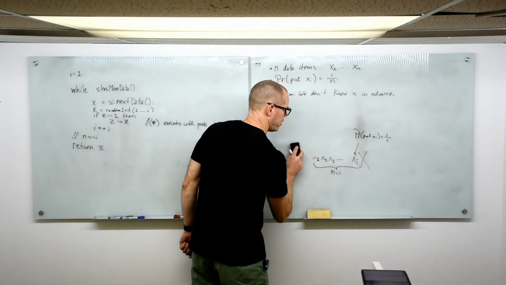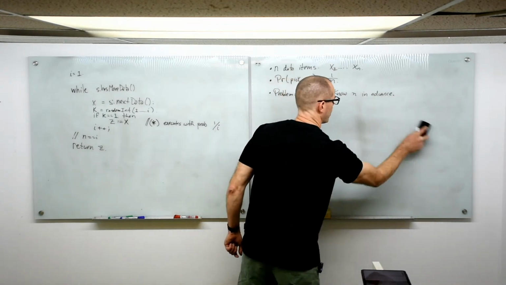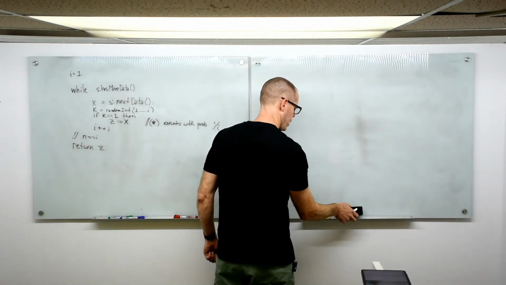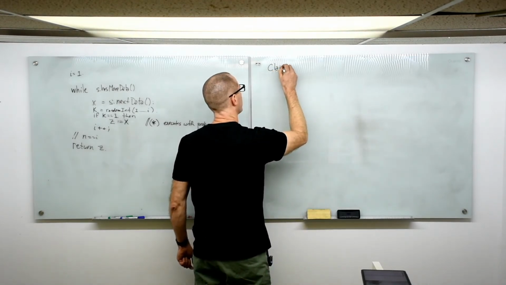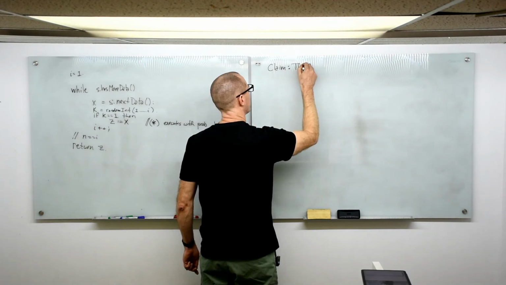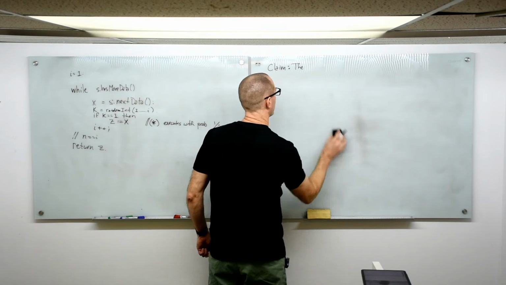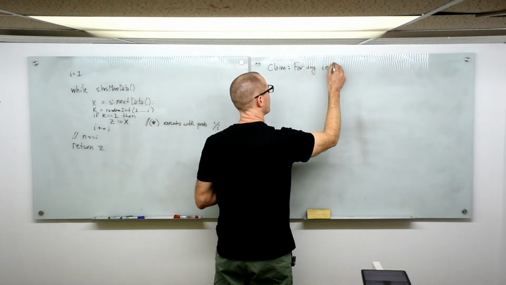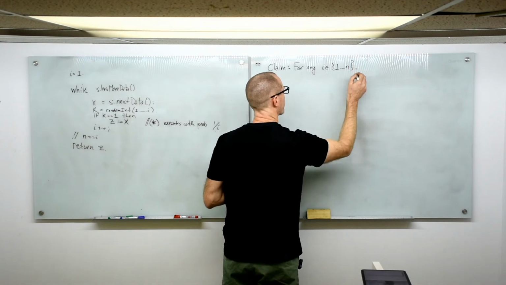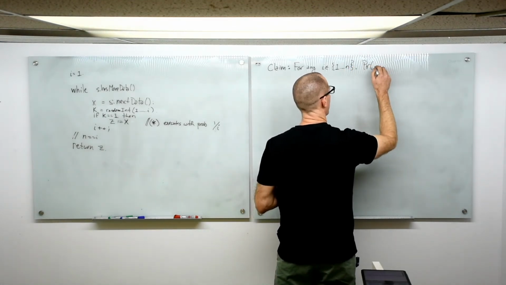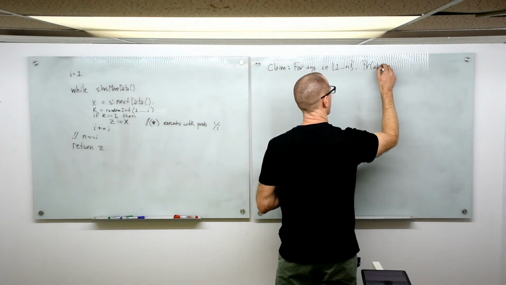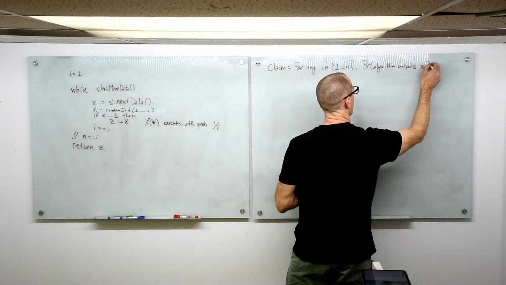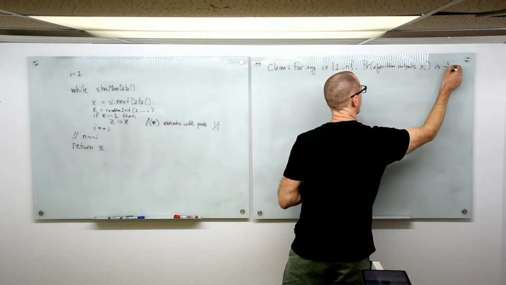So let's see if that's true. So the claim is for any i in 1 up to n, the probability that the algorithm outputs xi is 1 over n.